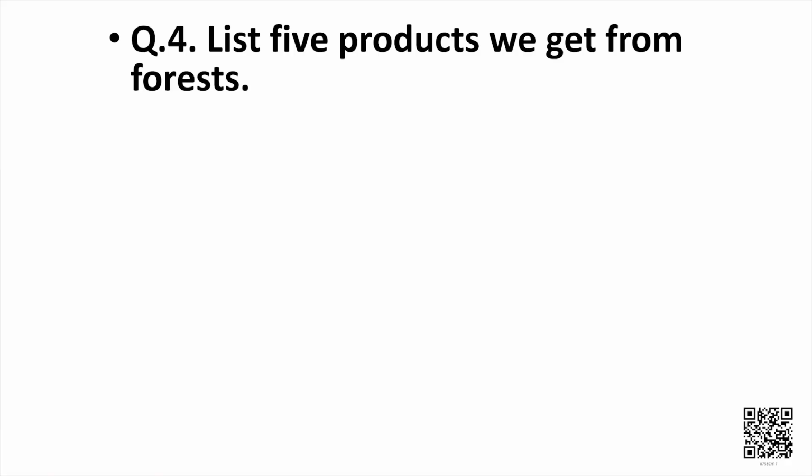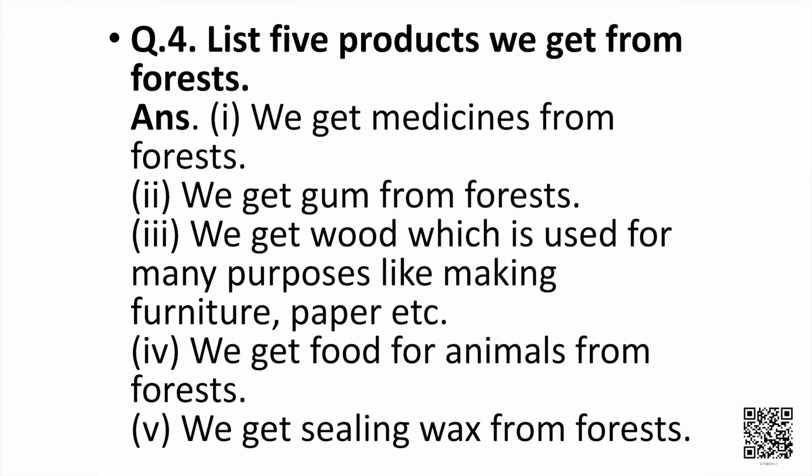Moving on to the fourth question, students, that is, list 5 products we get from forest. So students, a list of products that we get from forest is, first is medicines, second is gum, we get gum from forest, third is wood, we get wood which is used for many purposes like making furniture, paper, etc. Fourth is we get food for animals from the forest, and fifth is we get sealing wax from the forest.